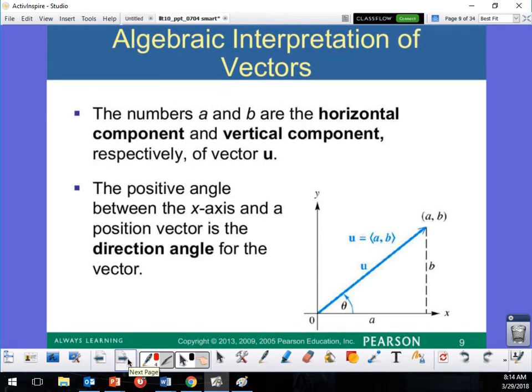The numbers a and b represent the horizontal component and vertical component. Which one's vertical? b, which is up and down, right? Which one is horizontal? a, because that's left and right, respectively, of vector u. The positive angle between the x-axis, it's always the x-axis, and the position vector is the direction angle for the vector. We're going to get the direction angle here.